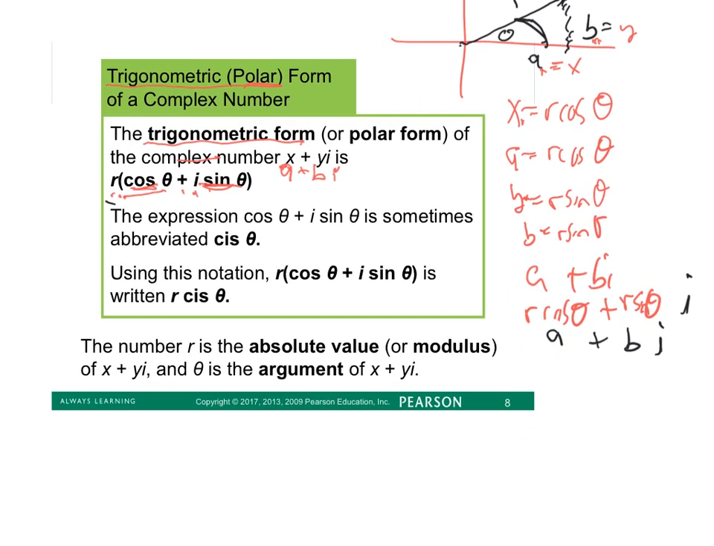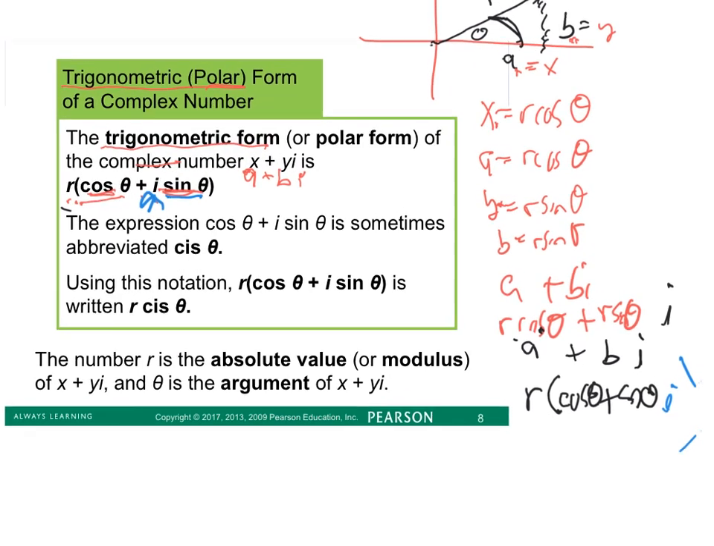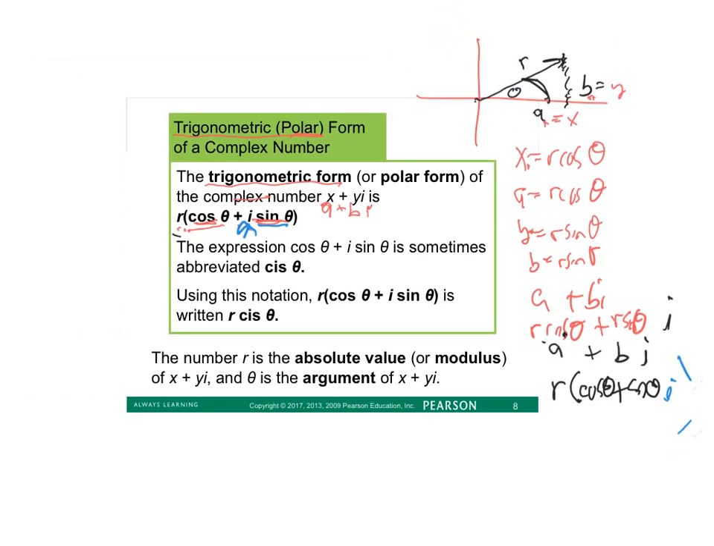That's what that is. Well, both of those have an R, so I factor the R out. And what do I have left? Cosine of theta plus sine of theta with my little tiny I. There it is. Sine theta. There's my little tiny I. He just puts the I on the other side. It's the same thing. It's where this came from.